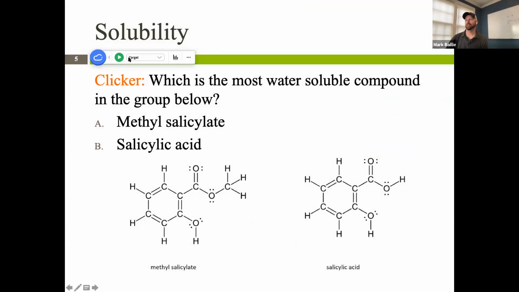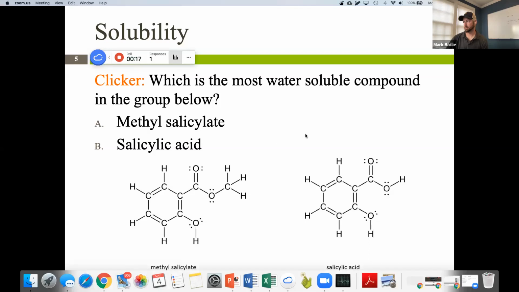All right, let's do a compare of these two. I am going to send you to breakout rooms now. I want you to tell me which of these two molecules is most water soluble. All right, go.